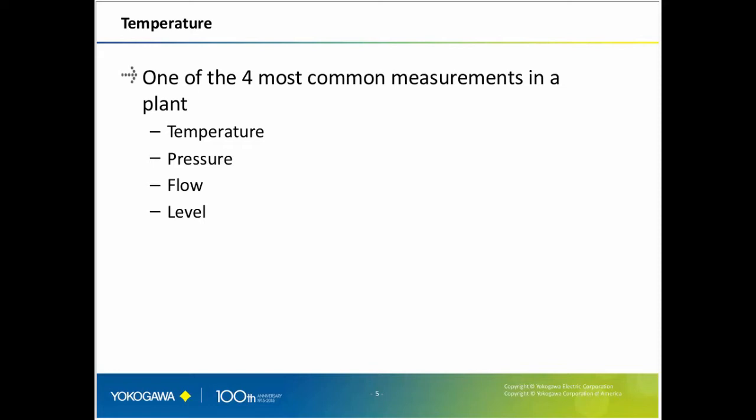So temperature is one of the four most common measurements in a plant, along with pressure, flow, and level in a tank. It's often looked at as the ugly duckling because it's not real exciting compared to other field instrument technology. There's not a lot to it, but it's needed to monitor and control in every industry, and there are lots of applications because it's in so many industries, and usually they are relatively simple compared to other field instrument technologies.